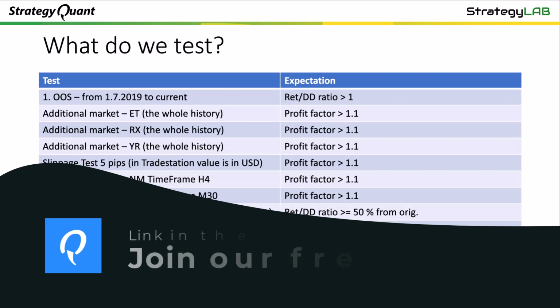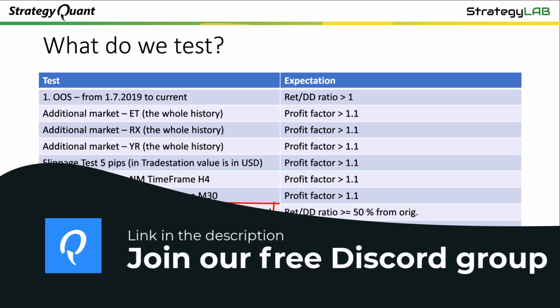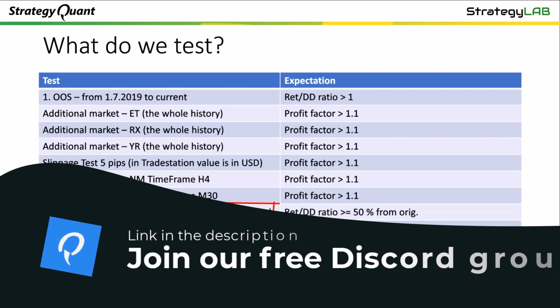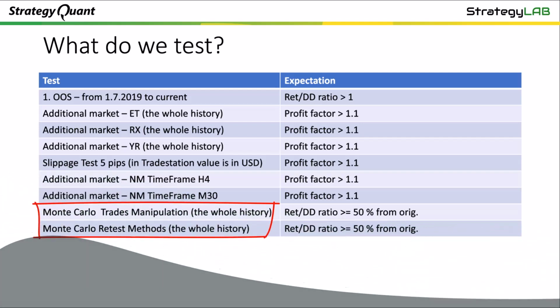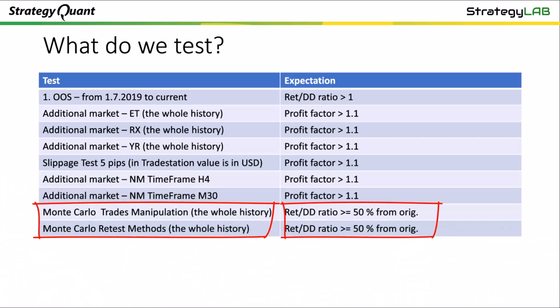The last group of tests are Monte Carlo tests. There are 2 of them, Monte Carlo trades manipulation and Monte Carlo retest methods, for which we will want return drawdown ratio to be greater than 50% of return drawdown ratio from the original data. But don't worry, I will of course explain everything during the actual test.